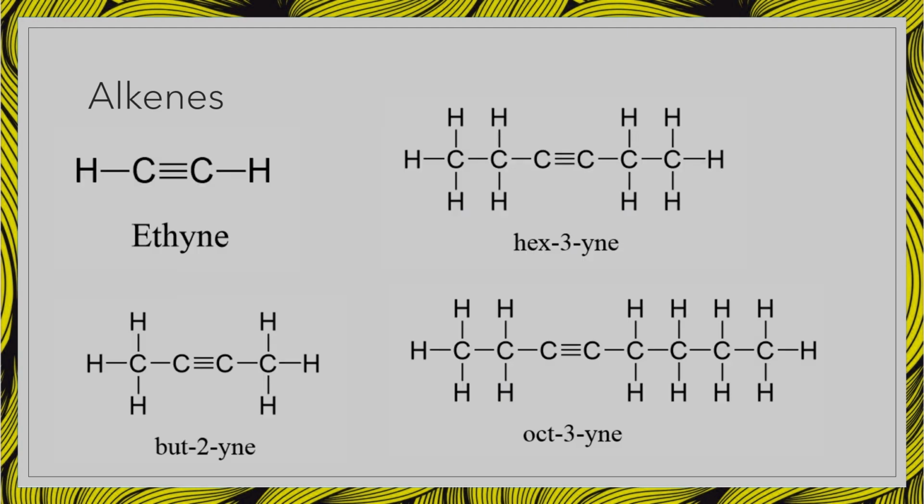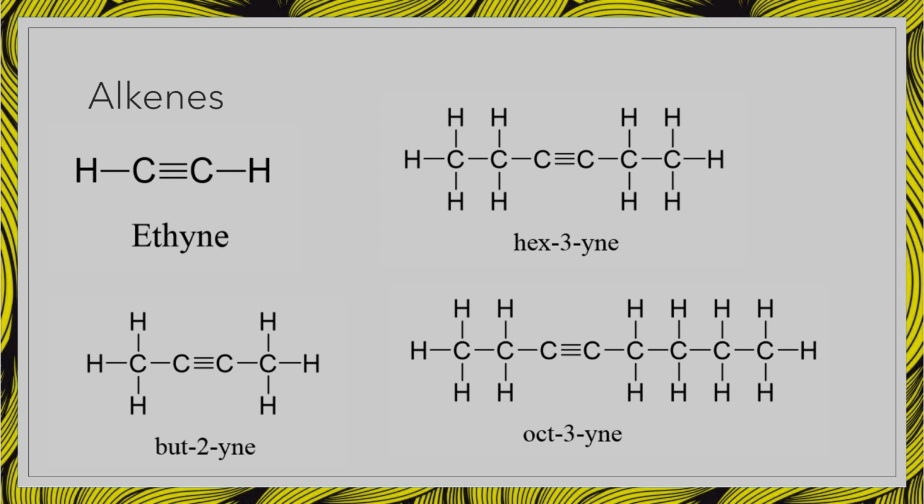So here's some examples. The first one is ethyne. So carbon-carbon triple bond with hydrogens for filling out the 4 bonds on carbon. Down the bottom we have but-2-yne. So again, the triple bond is starting on the 2nd carbon, going to the 3rd. Top right corner we have hex-3-yne. So the triple bond is starting on the 3rd carbon. And bottom right we have oct-3-yne. So again, we have the carbon-carbon triple bond starting on the 3rd carbon.